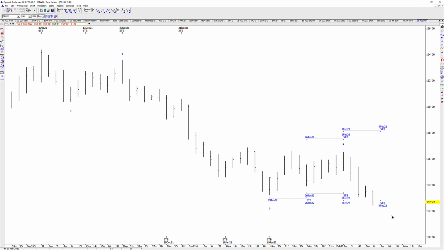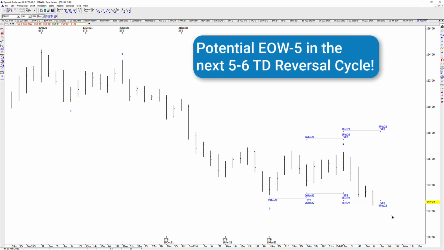So I don't know how this is going to turn out. Here's what I know: as of February 9th and 10th, that's day number 5 and 6 from the last high, and over the last few months, bonds have not had more than a 6-day decline without making at least a 2 or 3 day correction against that decline.